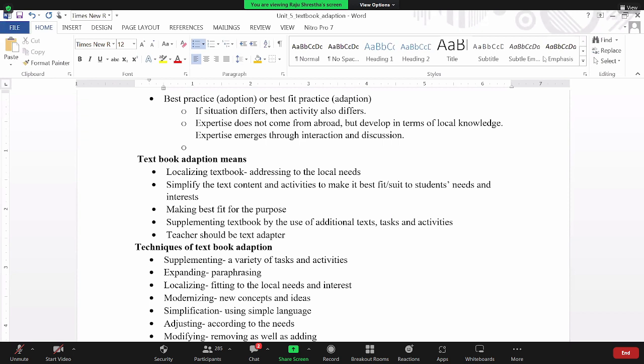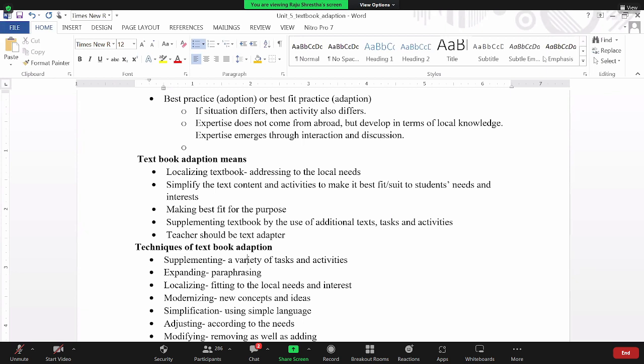We can design and use some more texts, listening text, reading text, writing text, some more additional new variety of text we can introduce in the classroom. Some new texts can be introduced in the classroom. Some new activities can be used in the classroom. This is what supplementation.